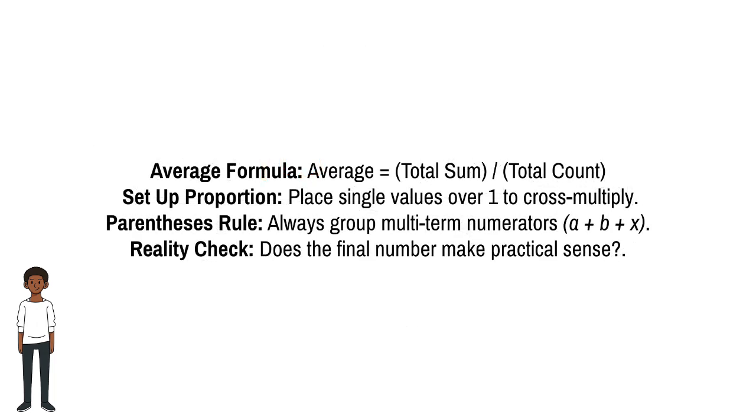So to summarize, whenever you encounter a missing value average problem, write out the average formula, plug in what you know, and treat it like a proportion. Group your numerator with parentheses. Cross-multiply to clear fractions, and isolate your variables step by step. Master this pattern, and you will easily tackle statistics and algebra word problems on any exam.